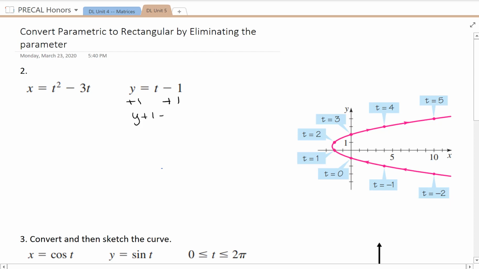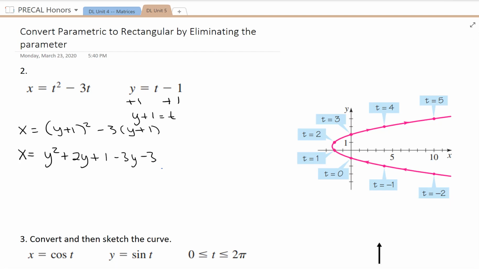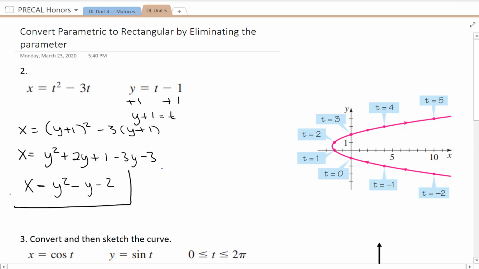y plus 1 is equal to t. Now I'm going to substitute that in for t in the x equation. y plus 1 squared minus 3 times y plus 1. Go ahead and distribute. Combine like terms, and you get the rectangular equation for the parametric curve that we traced in problem number 1, also seen right here.